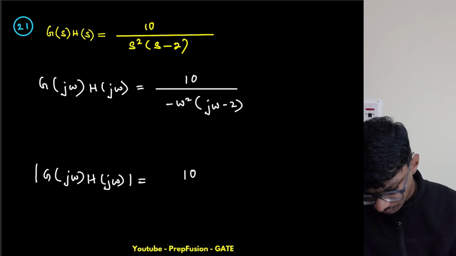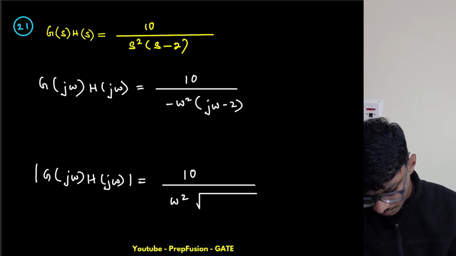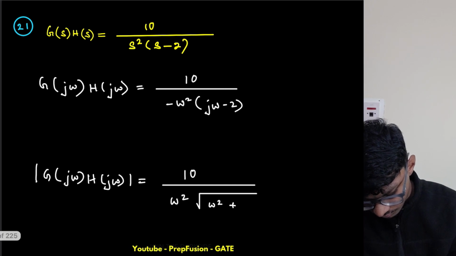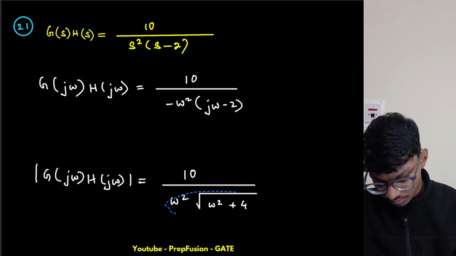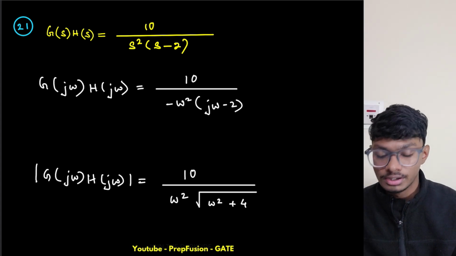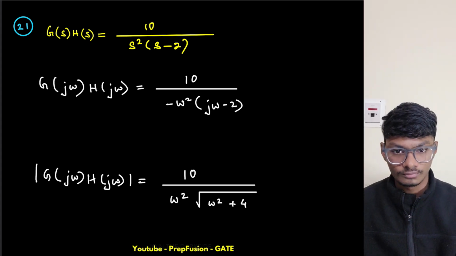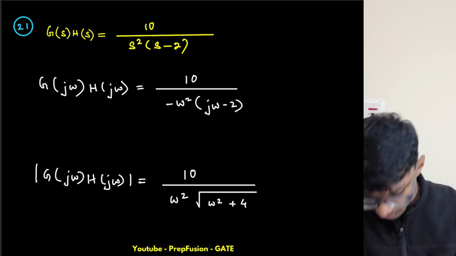Ten omega square plus 4, right? Omega square plus 4. Okay, so this is what the magnitude function is, right? So now let's write the expression for the phase basically. Okay, just hold on a second, let me see if it is recording or not. Yeah, this is recording. Let's see the expression for the phase basically.